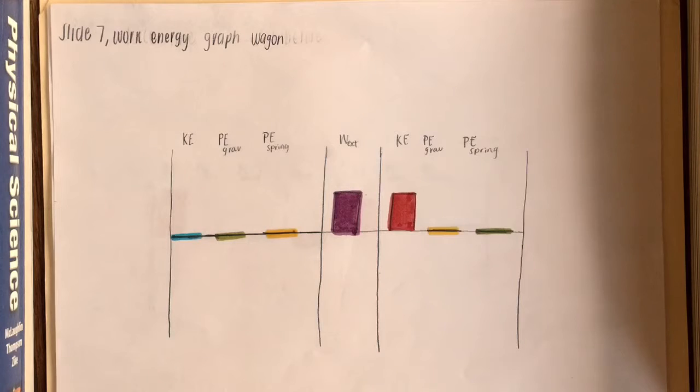Slide 7. Creating the work energy graph for the wagon, the kinetic energy before the collision was 0 because it was not moving. The potential energy due to gravity is 0 because the height does not change, and the potential spring energy is 0 because no springs are involved. The kinetic energy after the collision rises due to the impact, and there is work done because of the impact of the SUV.